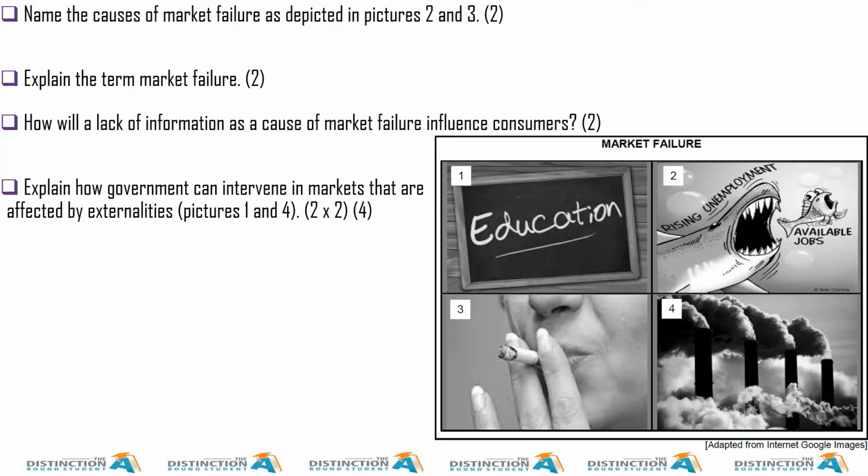Study the pictures, because this wouldn't be a cartoon. These are pictures. Study the pictures below and answer the questions that follow. Picture 1 shows us a positive externality. Education, it's a merit good. Here we see what? Rising unemployment.